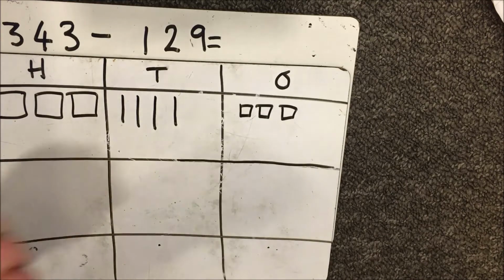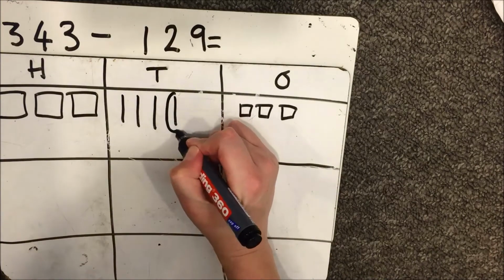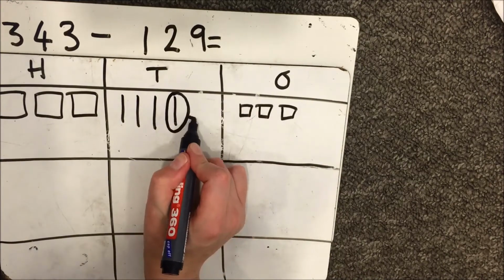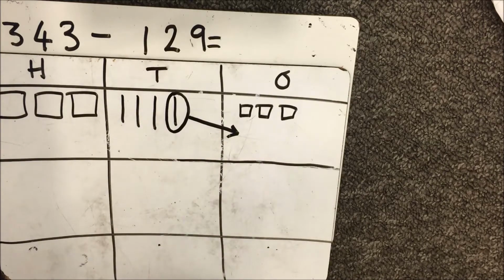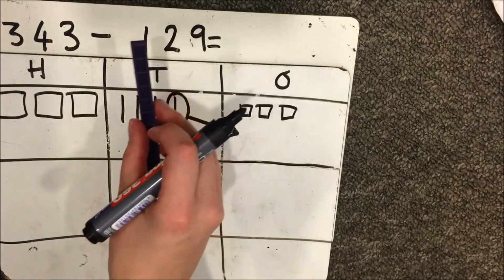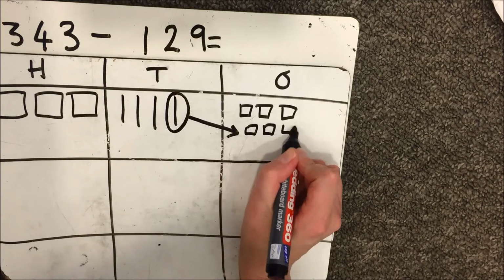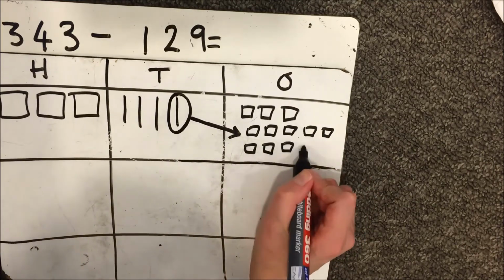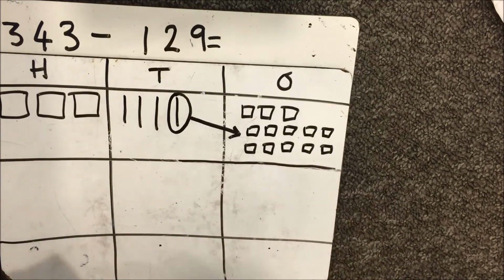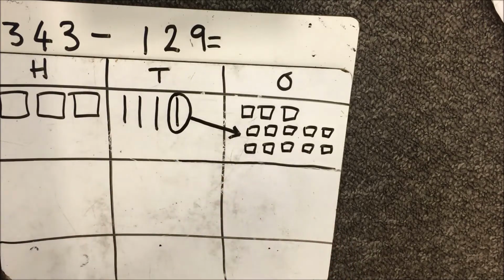What do we have to do? We have to change it. To show we're changing it, I'm just going to draw a circle around it. And I'm going to draw an arrow into the ones column. What do I change my 10 for? How many ones? That's right, 10 ones. So I draw 1, 2, 3, 4, 5, 6, 7, 8, 9, 10. You can see it's the opposite of when we have too many ones when we add and you need to change it into a 10. It's the opposite.